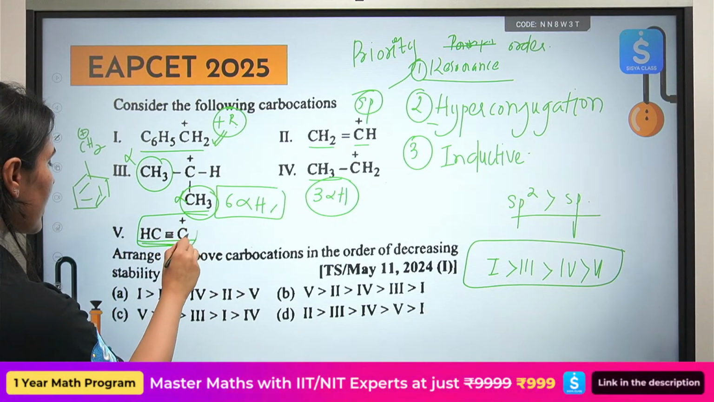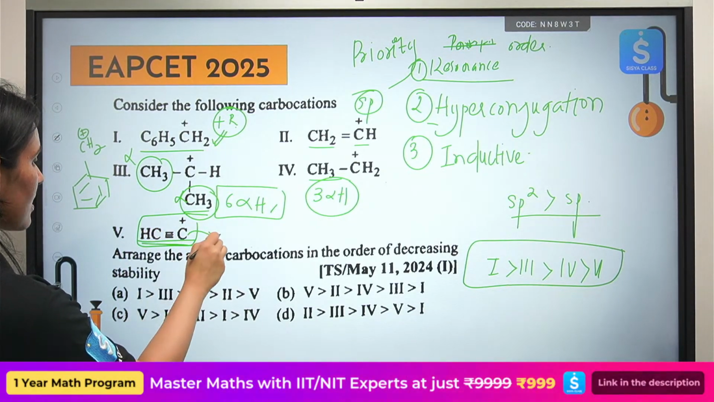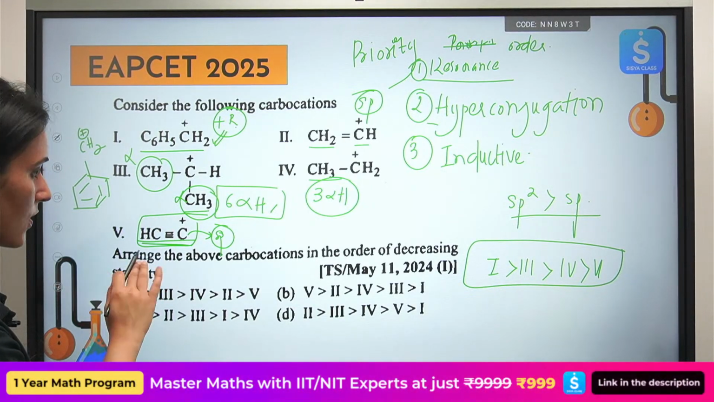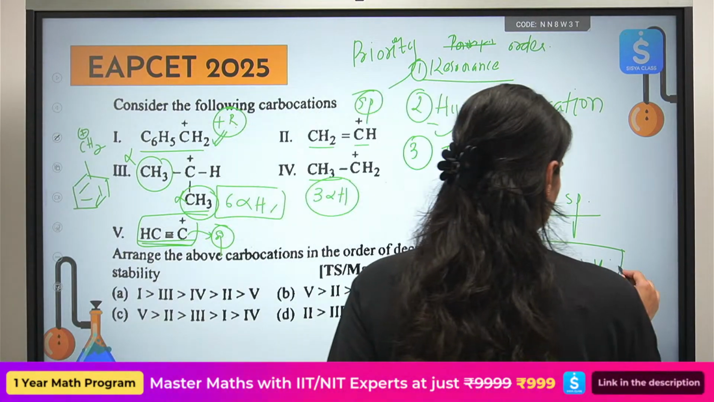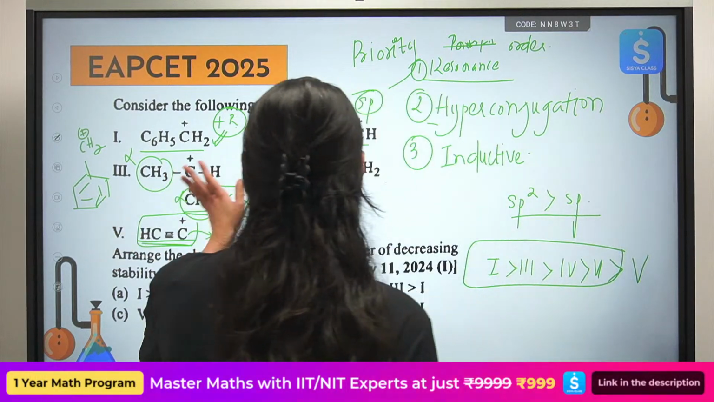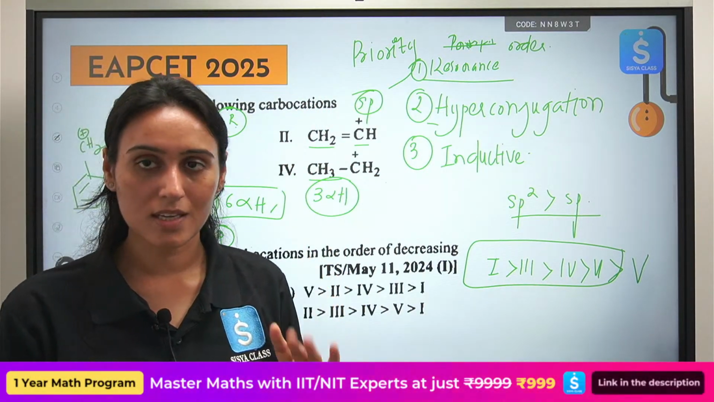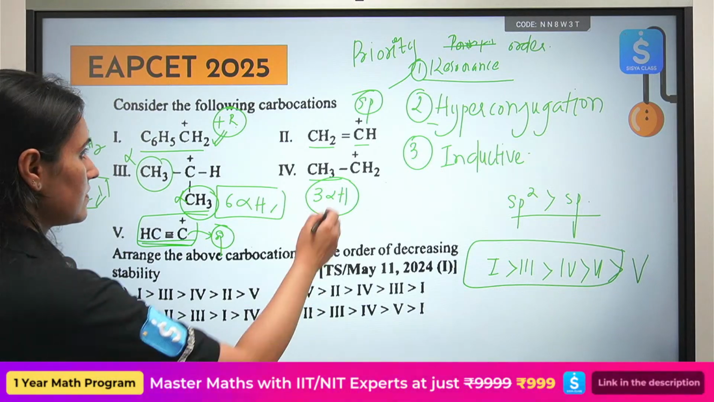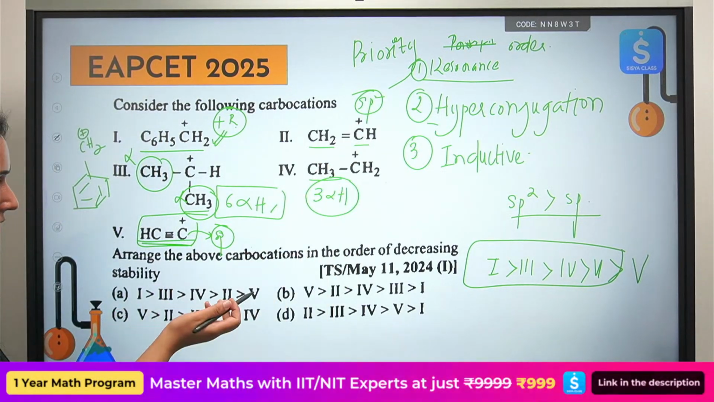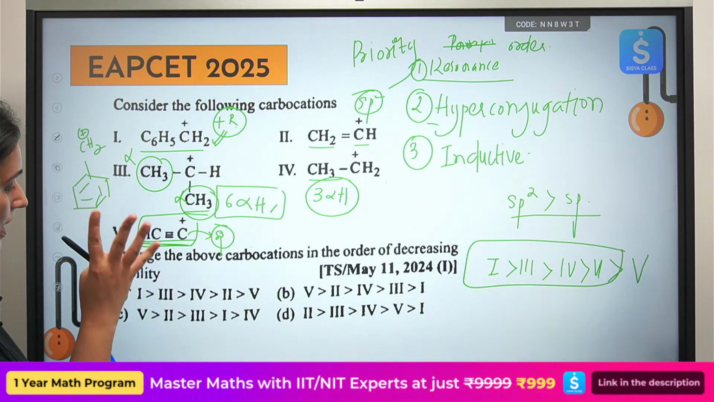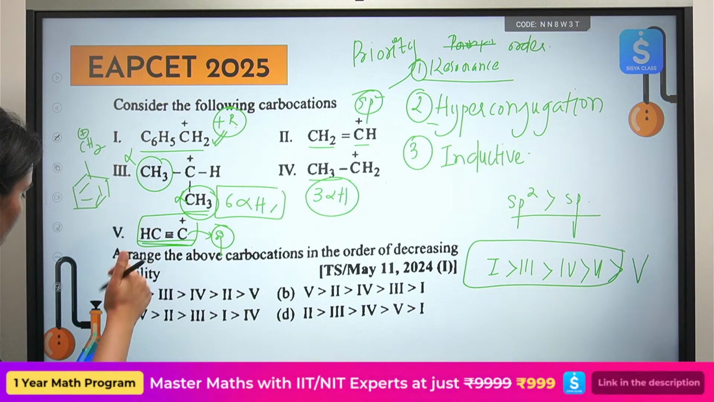Okay, we have one more. In this case also, I have only one sigma bond. Okay, so this one is less stable. So in the end, we will have fifth. It is even less stable than second because here at least I have a double bond. Here I have a triple bond. Okay. All right. Now, the correct order is first, third, fourth, second, fifth. First, third, fourth, second, fifth.